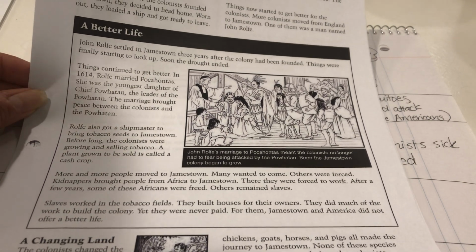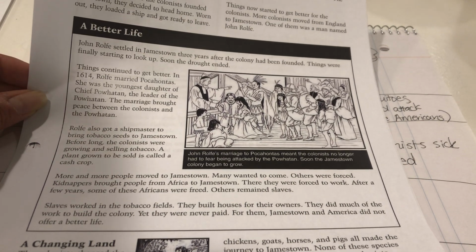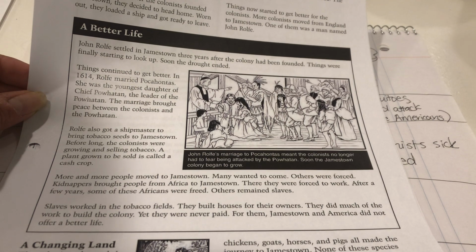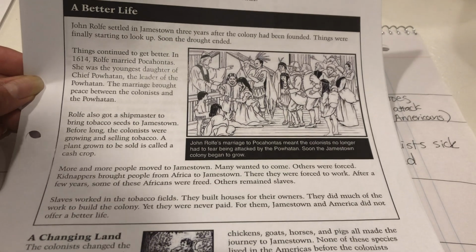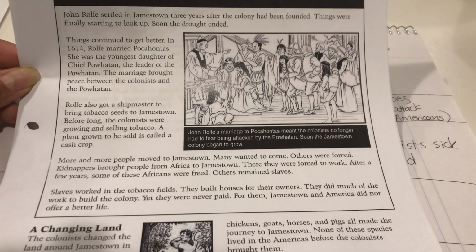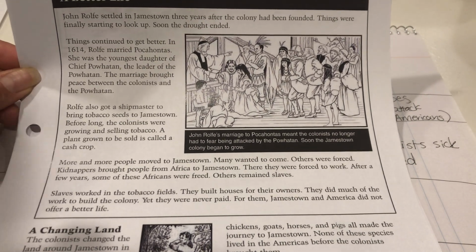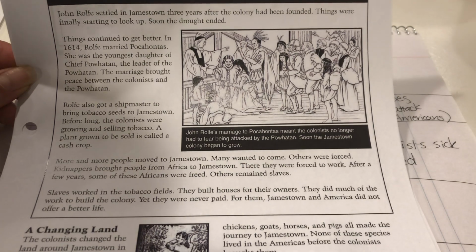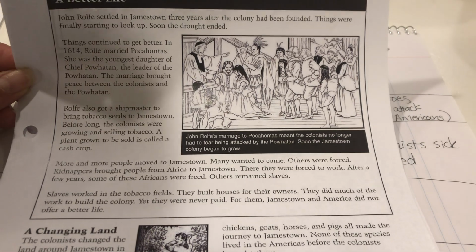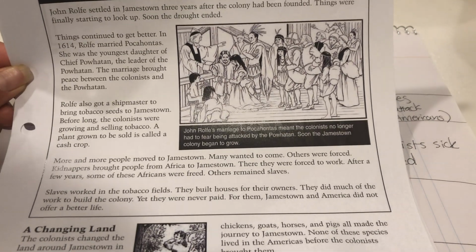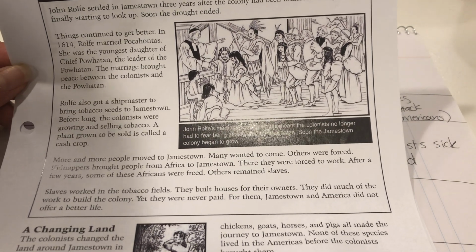Rolfe also got a shipmaster to bring tobacco seeds to Jamestown. Before long, the colonists were growing and selling tobacco. A plant grown to be sold is called a cash crop because you make money off of it. More and more people moved to Jamestown. Many wanted to come, others were forced. Kidnappers brought people from Africa to Jamestown. There they were forced to work. After a few years, some of these Africans were freed. Others remained slaves. That's kind of the first form of slavery here in the United States.